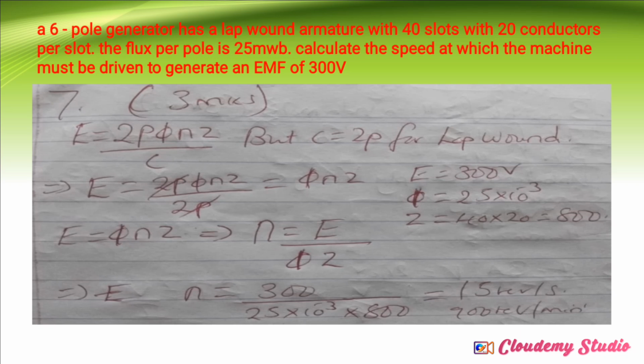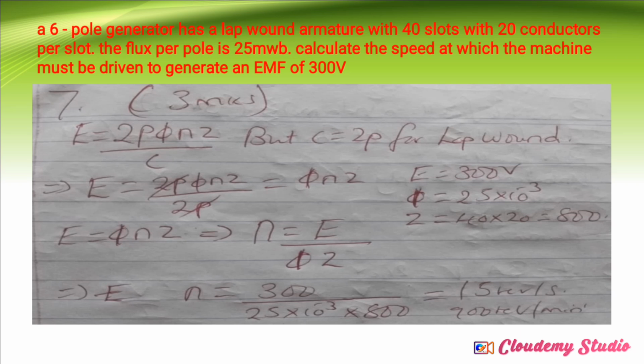From the question, we are given the generated EMF as 300 volts, and phi is 25 milliweber, that is 25 times 10 raised to power negative 3, or 25 divided by 1000. Then Z is the number of conductors. If you look at the question, there is a number of slots and a number of conductors. In each slot there are 20 conductors, and there are 40 slots, so it would be 40 by 20 to find Z, which is 800.